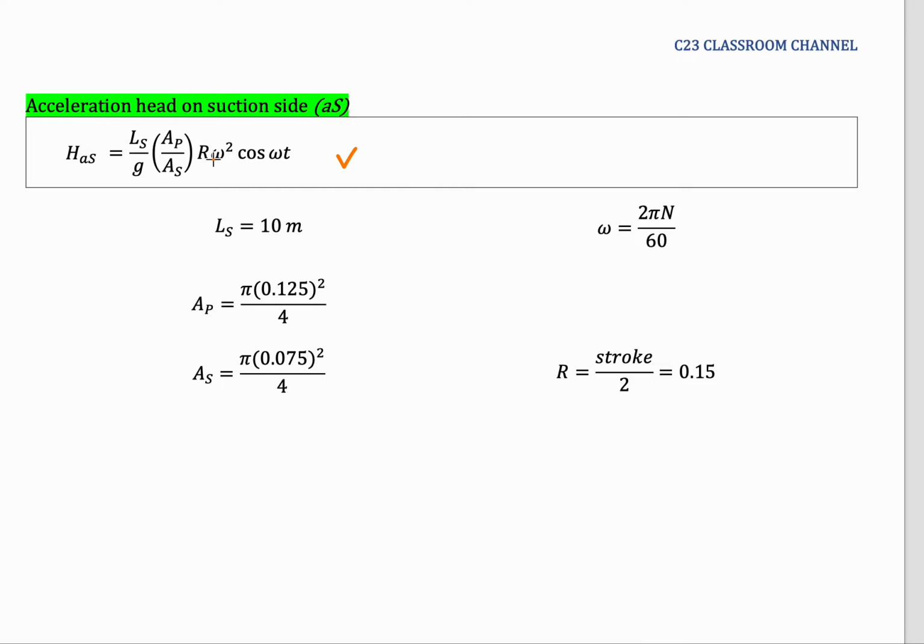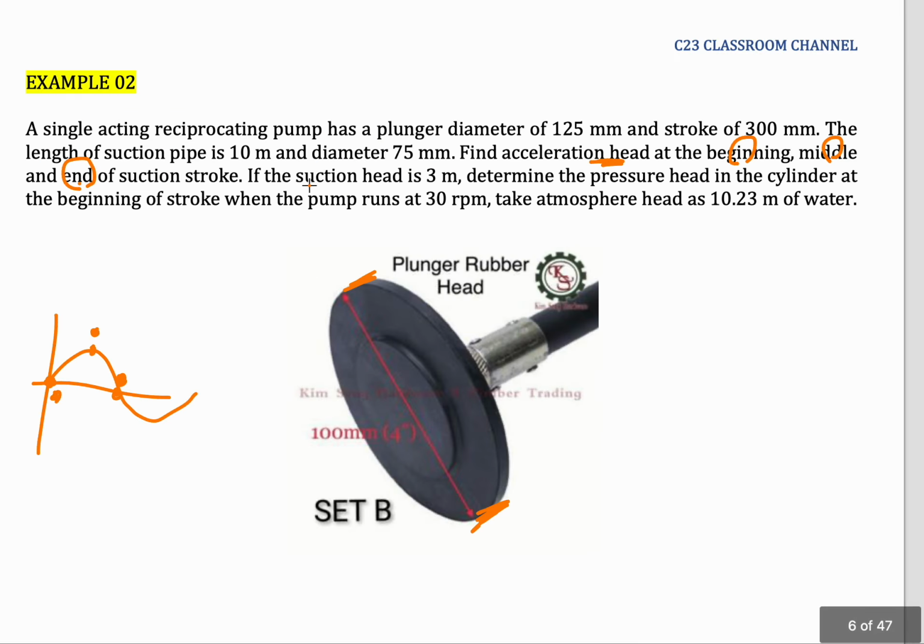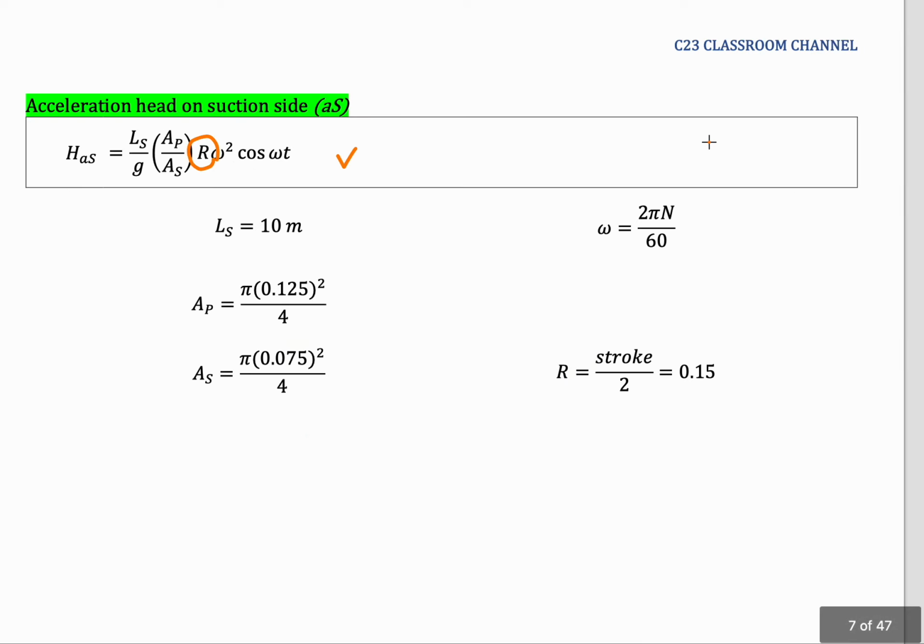And then the R here, R is actually the radius, but from the question the value of R is not given, but instead of that we have the stroke. So the stroke here, 300 millimeters, will tell us the stroke length of the piston. Radius is half of the total stroke. So stroke over 2 equals the radius. So we could calculate the value of radius by using this equation.